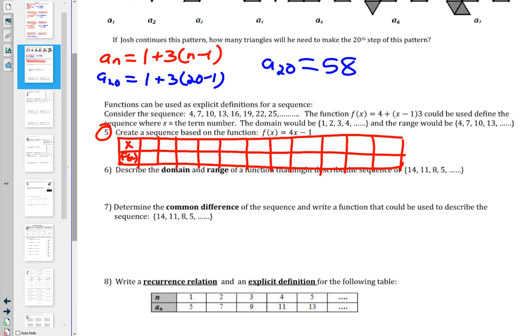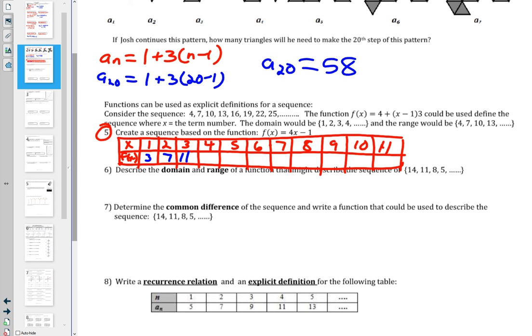So for x is 1, 2, 3, 4, 5, 6, 7, 8, 9, 10, 11. If I plug in a 1 for x, 4 times 1 is 4, and then minus 1 is 3. 4 times 2 is 8, minus 1 is 7. 4 times 3 is 12, minus 1 is 11.